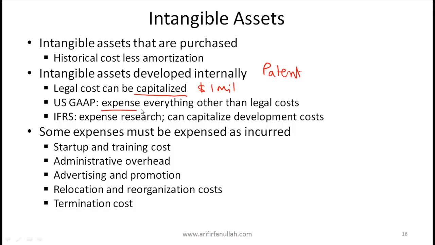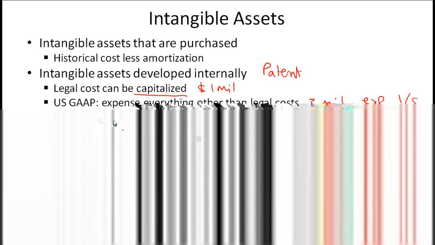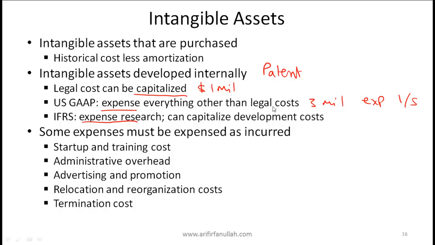So if you spend $3 million on this patent, other than the legal fee, this 3 million has to be shown as an expense in the income statement for the year where this patent was being developed. According to IFRS, any research related work that you do for this patent can be or should be expensed, whereas development costs, so actually building prototypes related to this patent or development work, this can be capitalized. Again, more detail on this later.